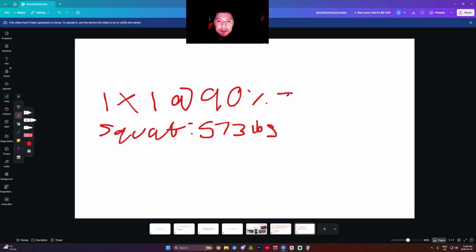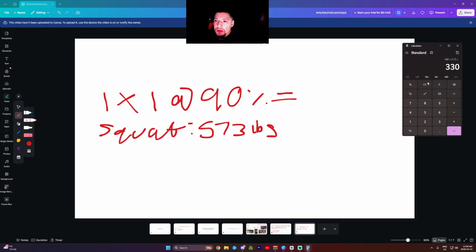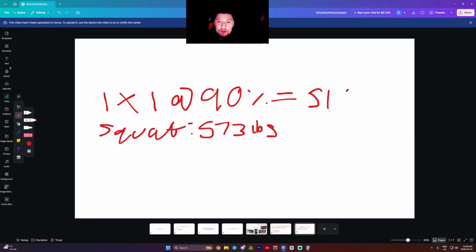So what is this going to equal to? Pull out the calculator, and we do 573 times 0.90. What does that give us? 515, which means we're going to have to do 1 set of 1 rep of 515 pounds. You put the weight up, you work up to it, then your first working set is going to be a 515-pound squat. And there you go.